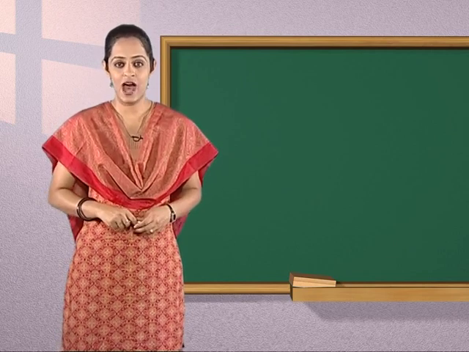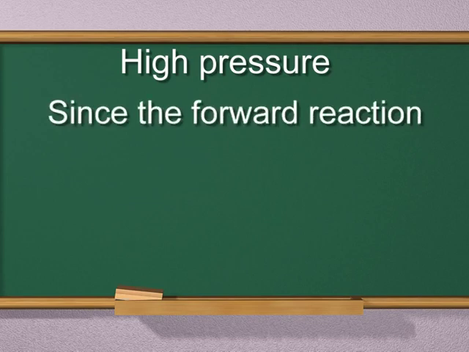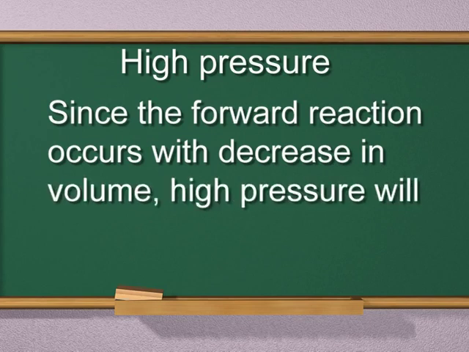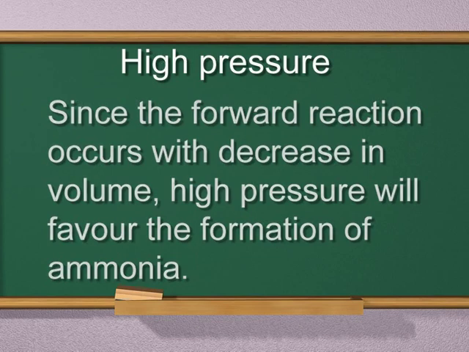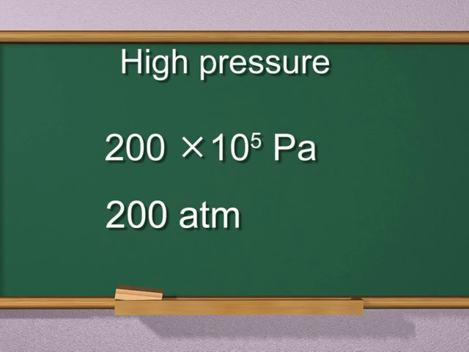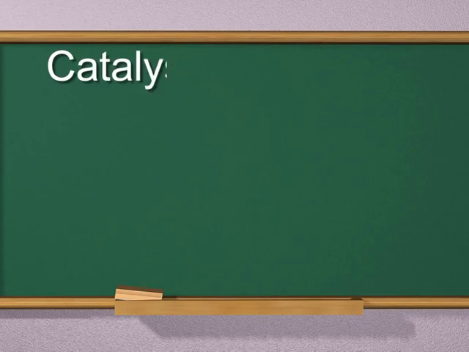Let us now discuss about high pressure. Since the forward reaction occurs with decrease in volume, high pressure will favor the formation of ammonia. The reaction is usually carried out at a pressure of about 200 into 10 raised to the power of 5 pascals or 200 atmospheres. We will now discuss about the role of catalyst.